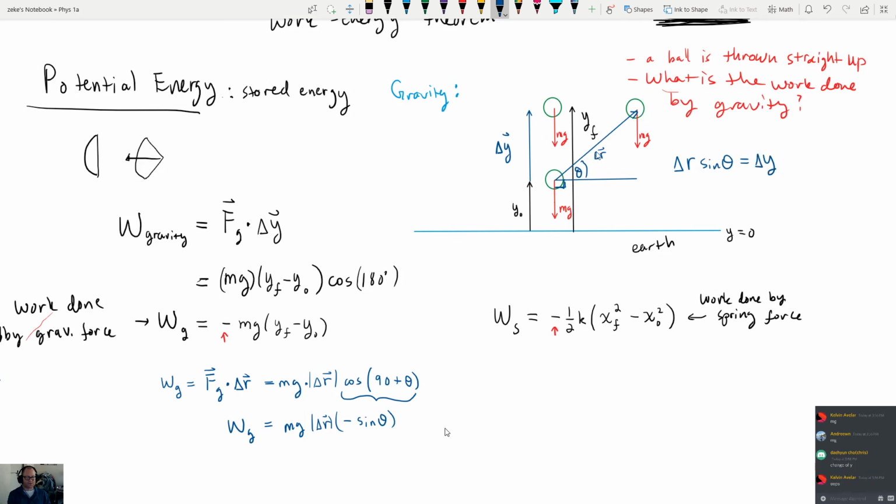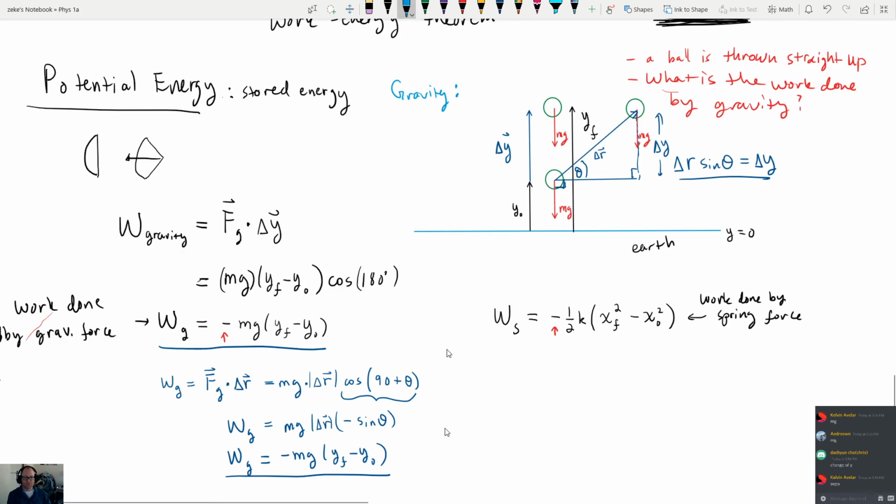Because delta r goes this way, theta is here. You can imagine that I could drop a line right here, and the height would be delta y. So delta r sine theta is equal to delta y. That means that the work done by gravity along this diagonal path is exactly the same. This answer and this answer are identical to each other.